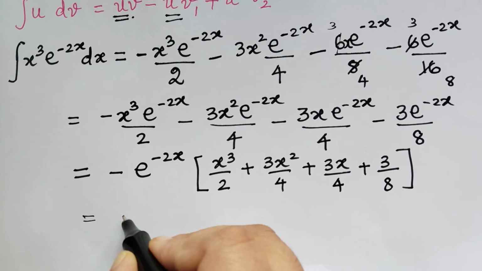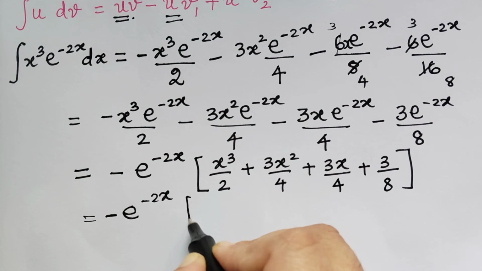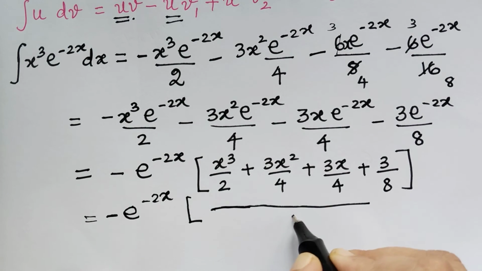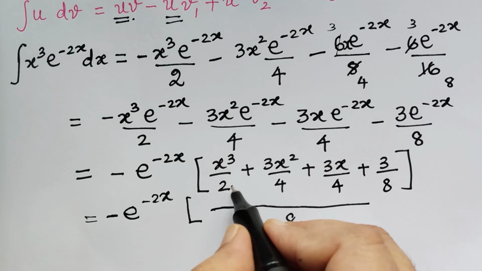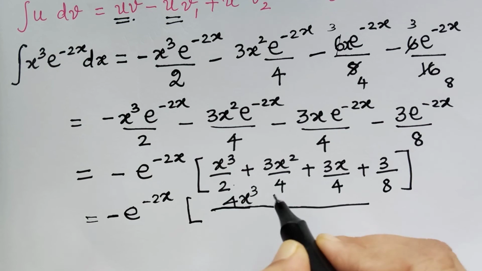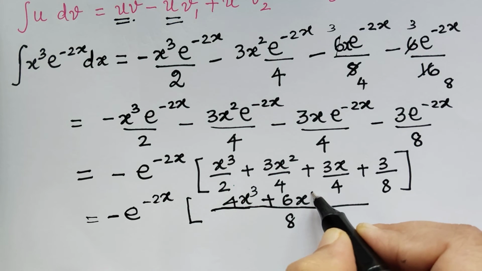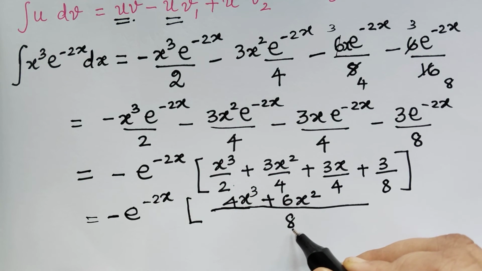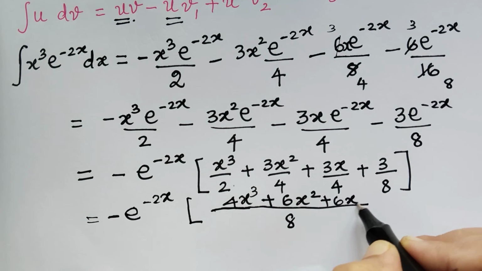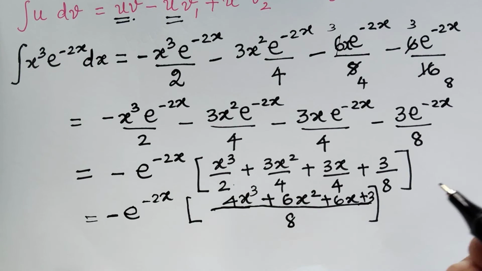And this is equal to minus e to the power negative 2x multiplied with the LCM of this term. If you see, it is 8. When LCM is 8, here we have to multiply 4 in the numerator, and we get 4x cube plus, here 4 2 times is 8, so 3 2 times is 6, so 6x square. And here 4 multiplied with 2 is 8, so the 2 we have to multiply in the numerator, and so we get plus 6x. And here 8 into 1, so plus 3 comes as it is. So this is the LCM.